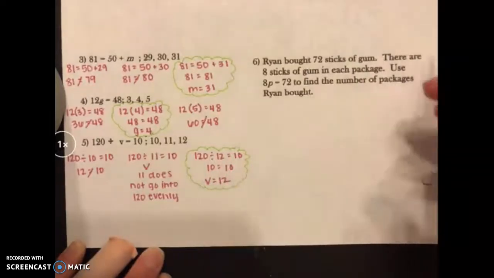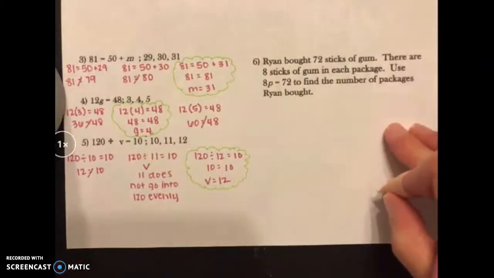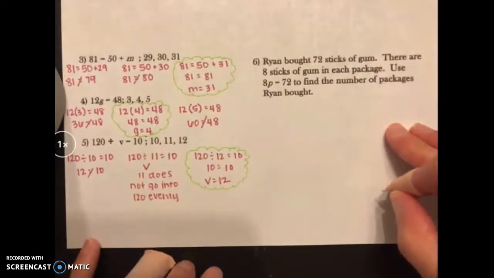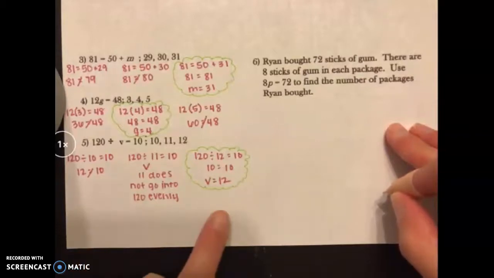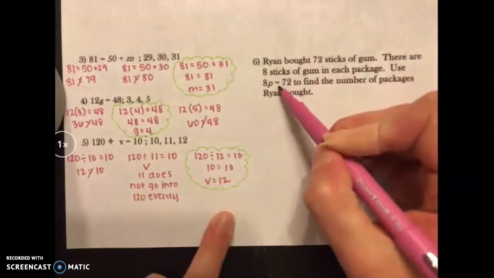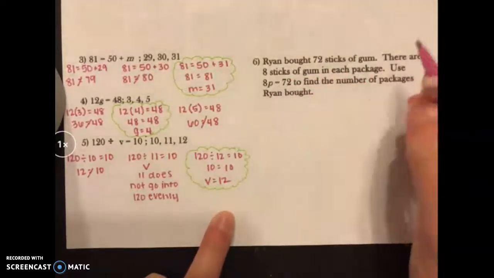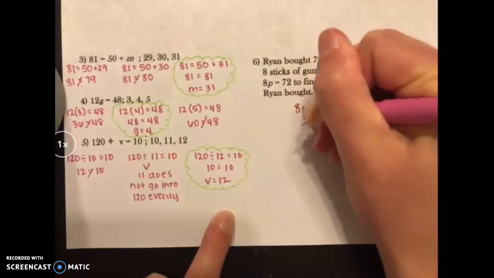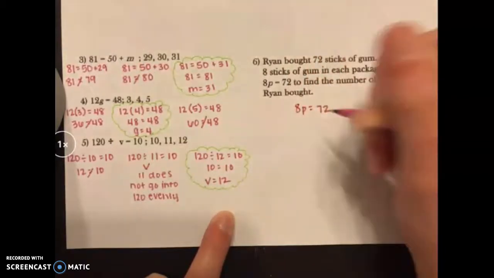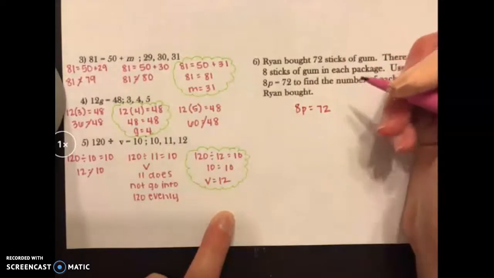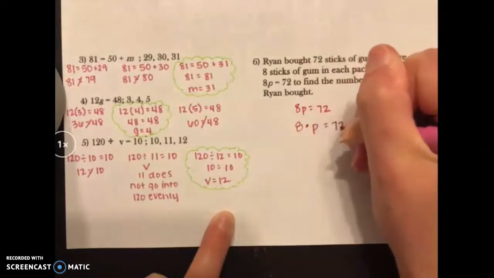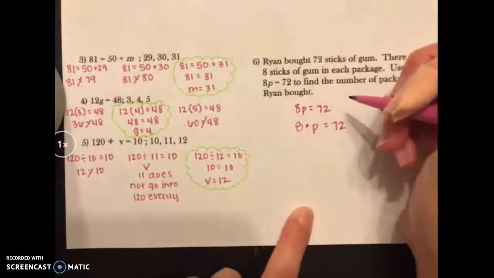Now for number 6, it's a little bit different. It's a little bit more of a challenge, but we're going to give it a little whirl. So Ryan bought 72 sticks of gum. There are 8 sticks of gum in each package. Use, and it gives us an equation here, 8p equals, that's how I know it's an equation, 72, to find the number of packages Ryan bought. Okay, so we want to know, how would I do 8p equals 72? We want to know how many packages we bought. Okay, so we know that this means 8 times p equals 72. Okay, so 8 sticks times the package equals 72.